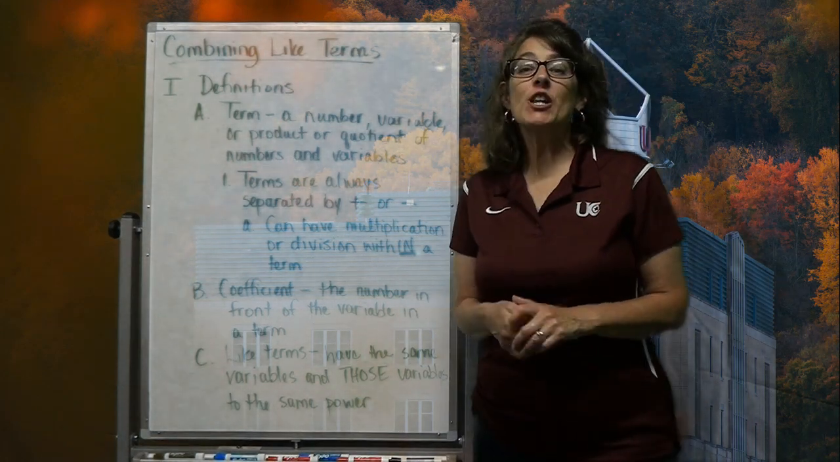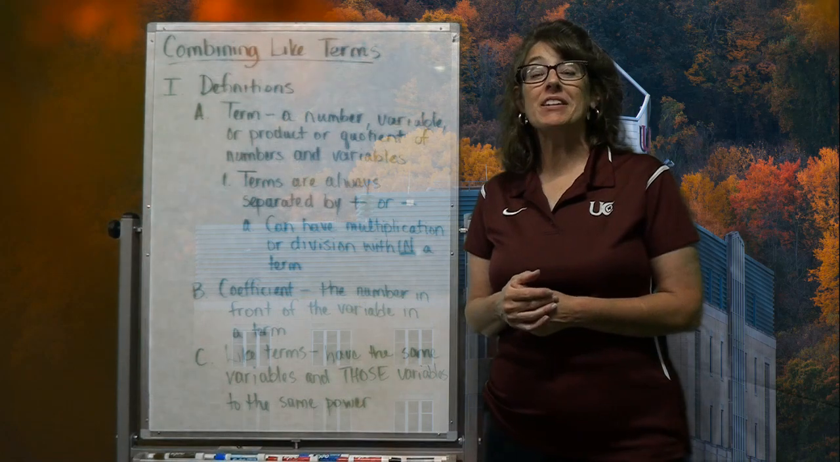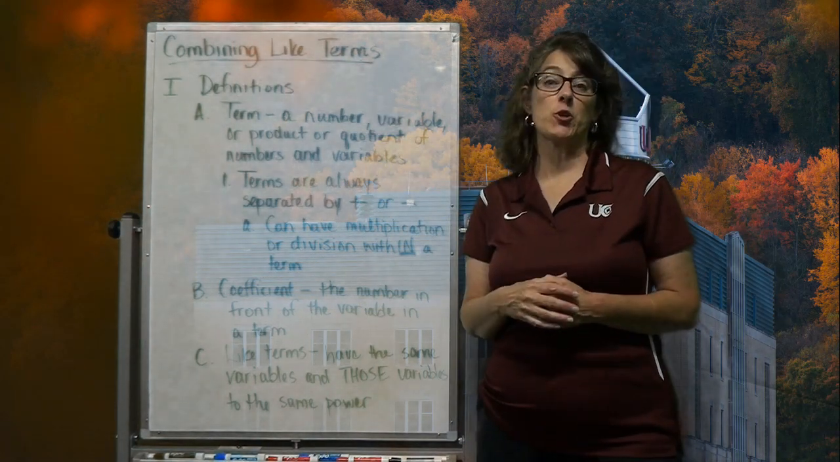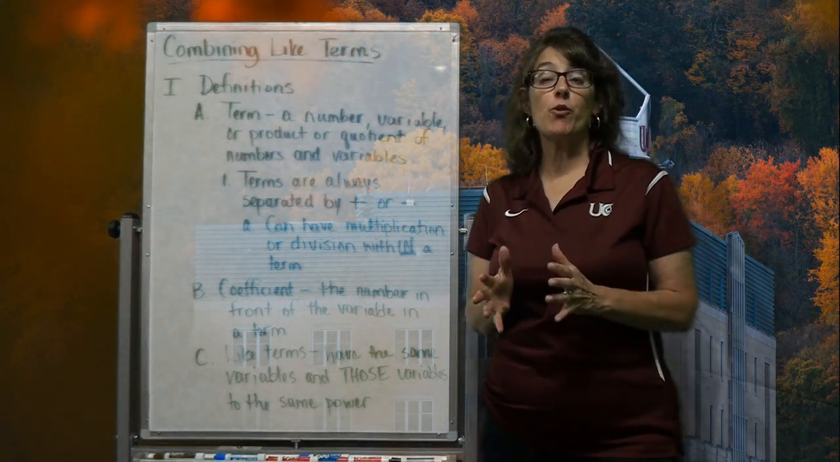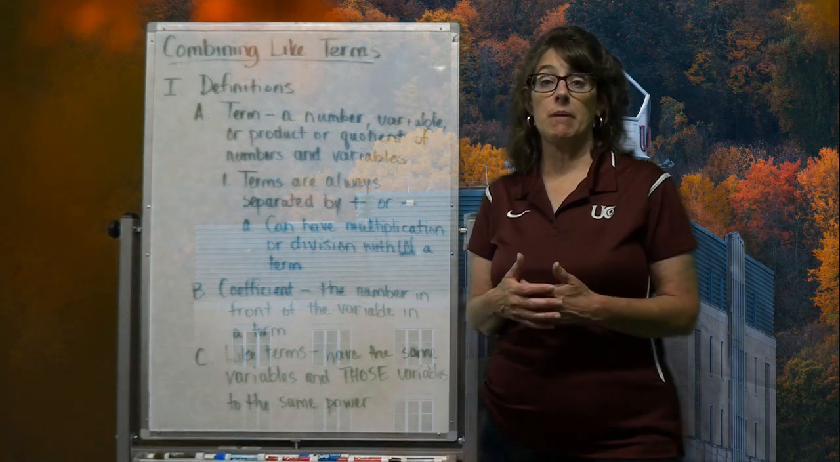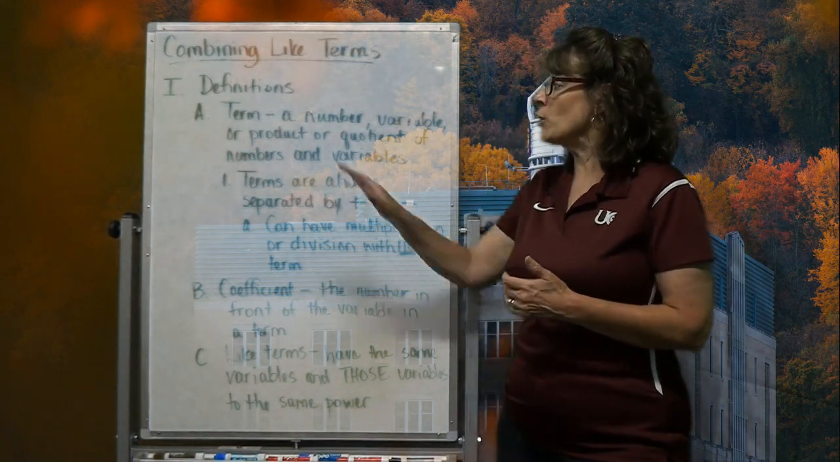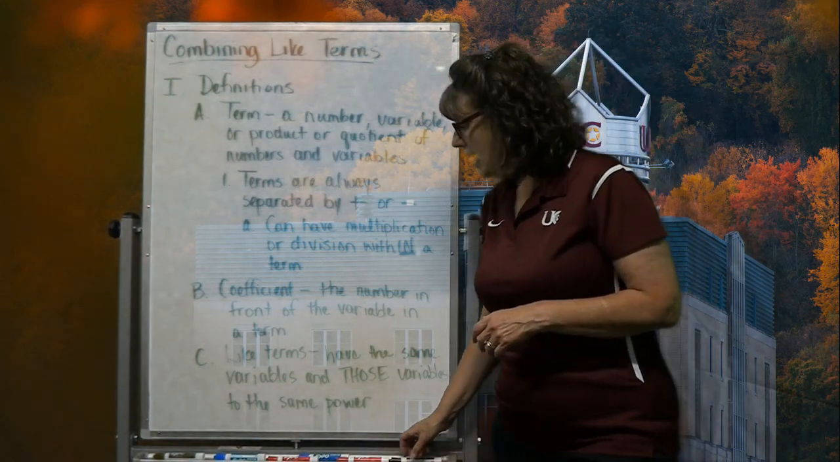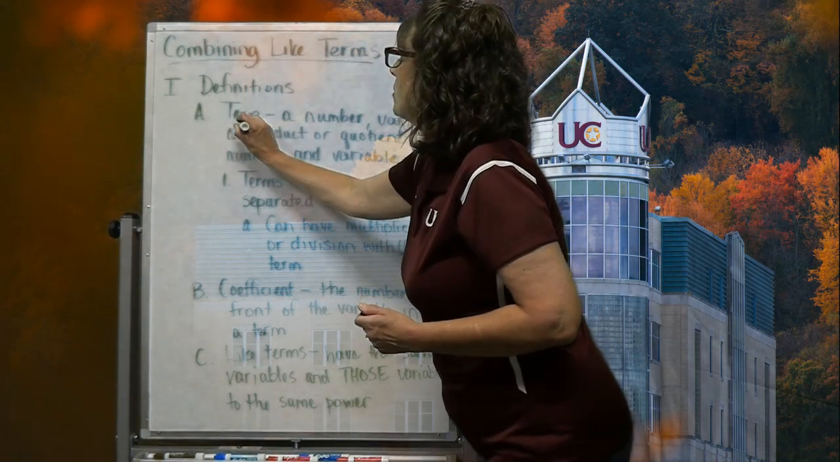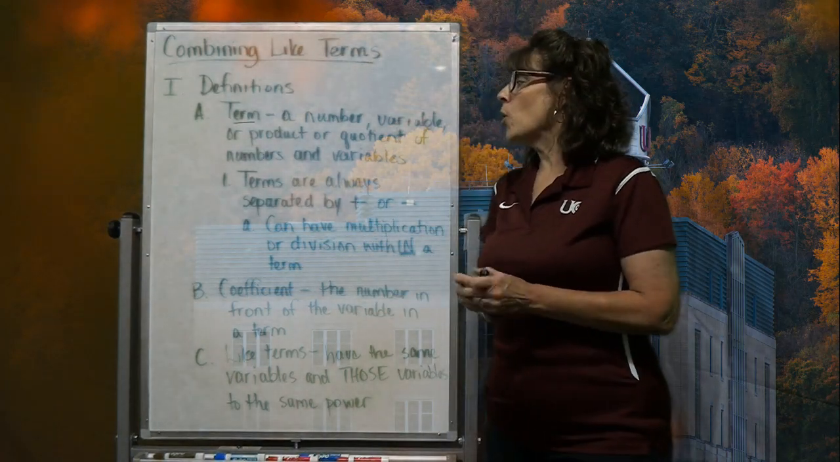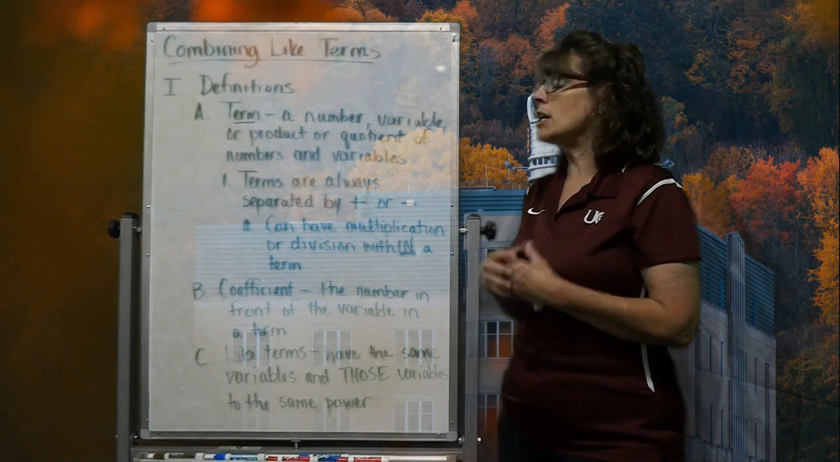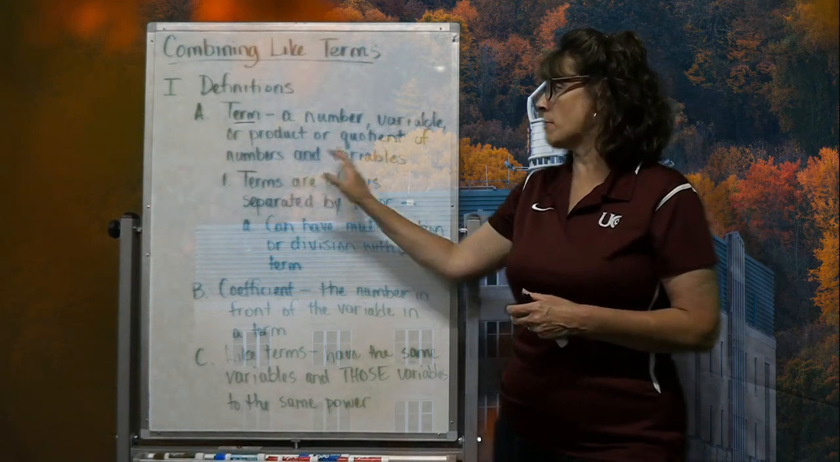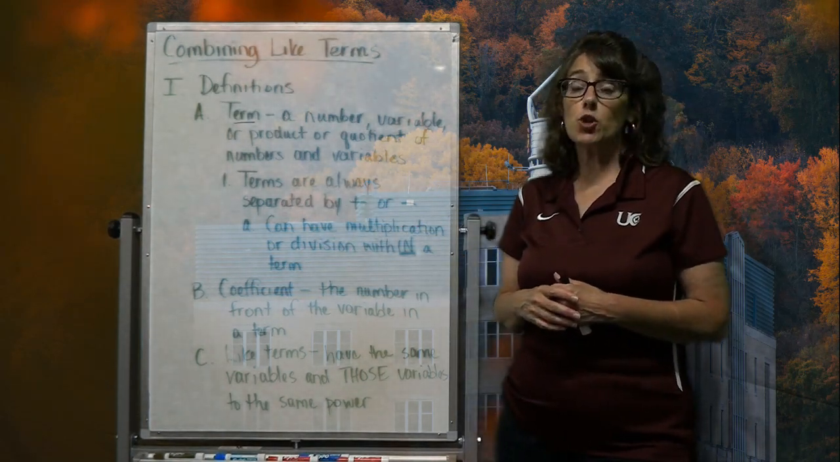All right, so let's grow our mathematical abilities and take a look at combining up like terms. Now, we need some definitions before we can get into this idea of being able to combine up like terms. First, let's take a look at what a term itself is. A term is a number, a variable, or a product or a quotient. In other words, a combination of numbers and variables. That's what a term is.